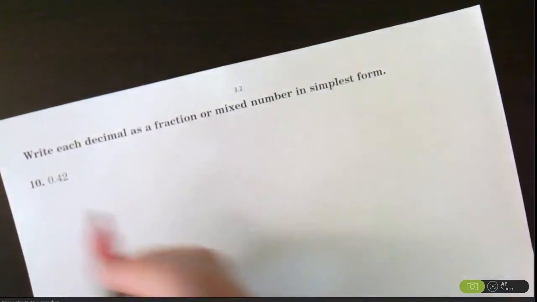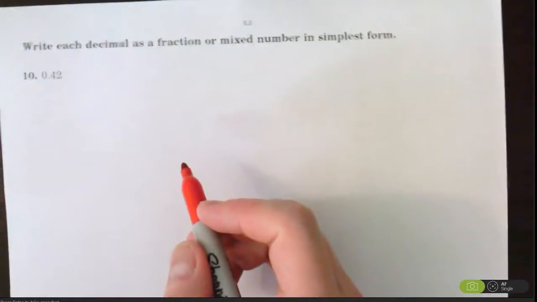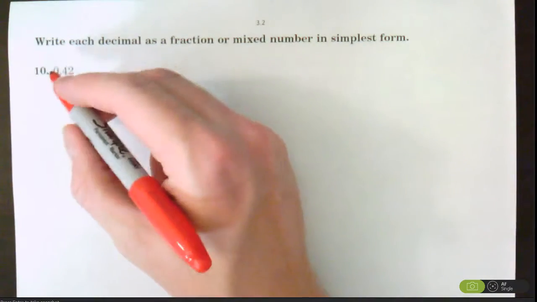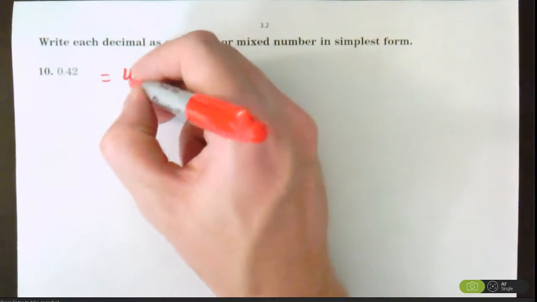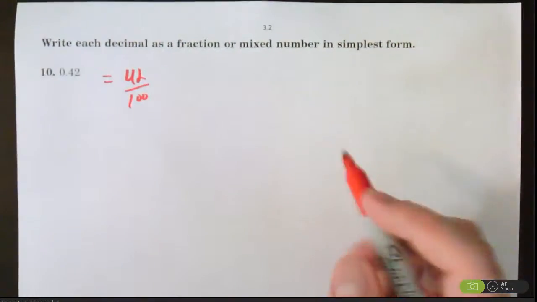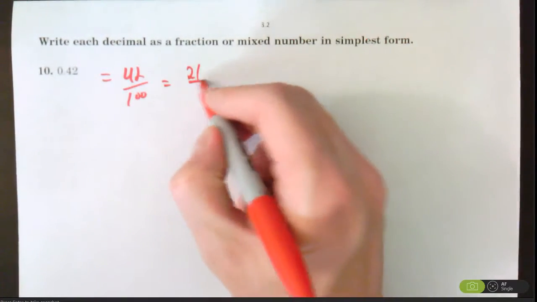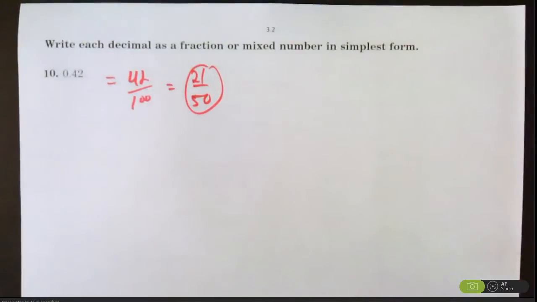Number 10, write each decimal as a fraction or mixed number. It is 0.42. Well, that is 42 hundredths. That's how it's read, 42 hundredths. So what that means is it's 42 over 100. Now I have to simplify it, so it means reduce the fraction as much as I can. Most I can do is divide them by 2. We get 21 over 50.